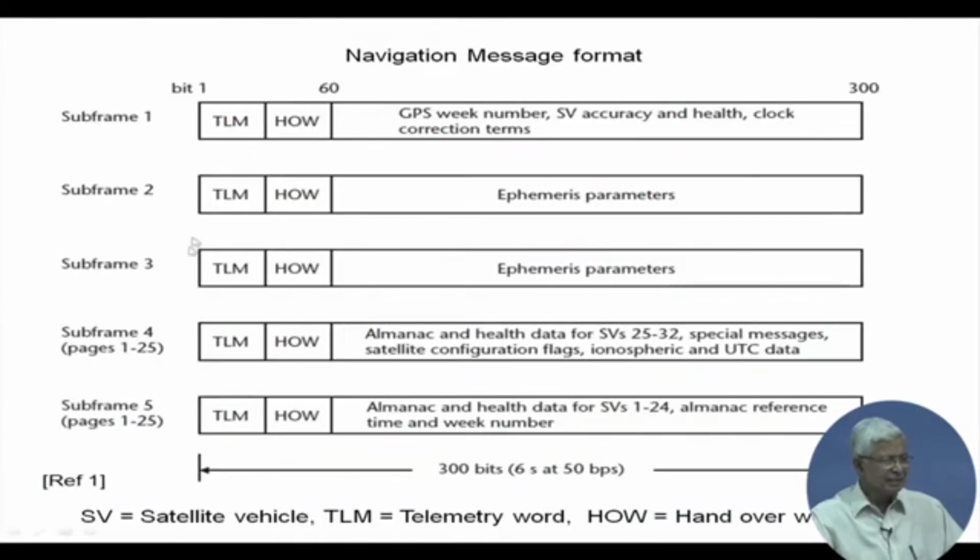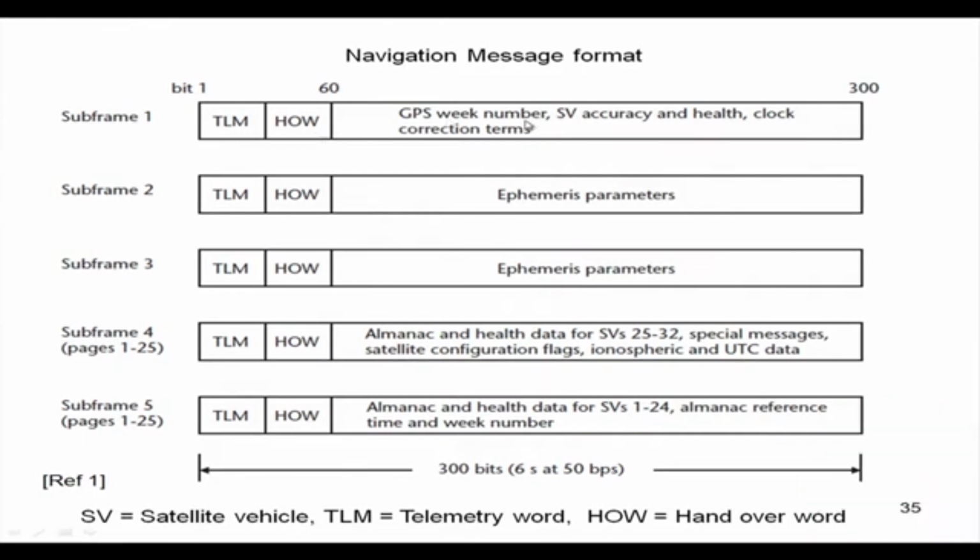This is the format in which the navigation message is transmitted. It comes very slowly. You see the 300 bits of information at 50 bits per second. It takes 6 seconds for the complete message of 300 bits to arrive, and it is divided into many subframes. In each of the subframes, TLM is telemetry, HOW is handover word, then the GPS week number. When the first GPS was launched and service started, weeks are counted from that time. So, how many weeks have elapsed, then satellite vehicle accuracy, its health, the clock correction terms.